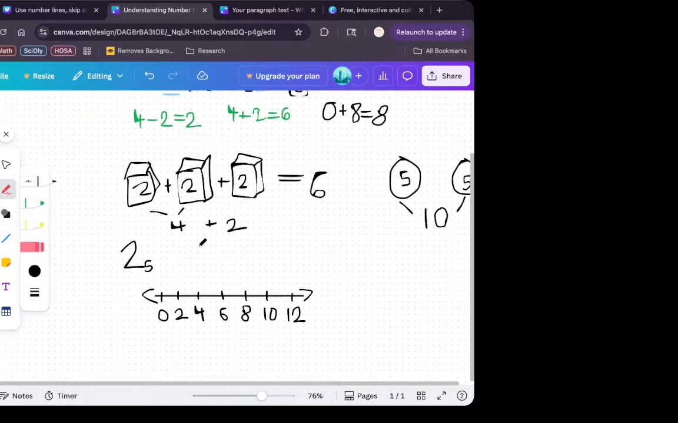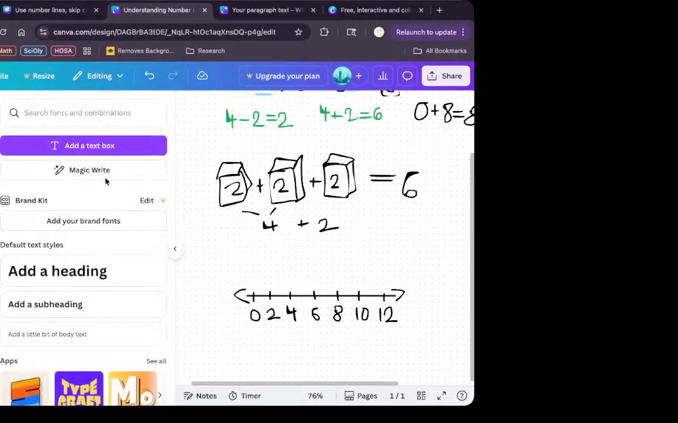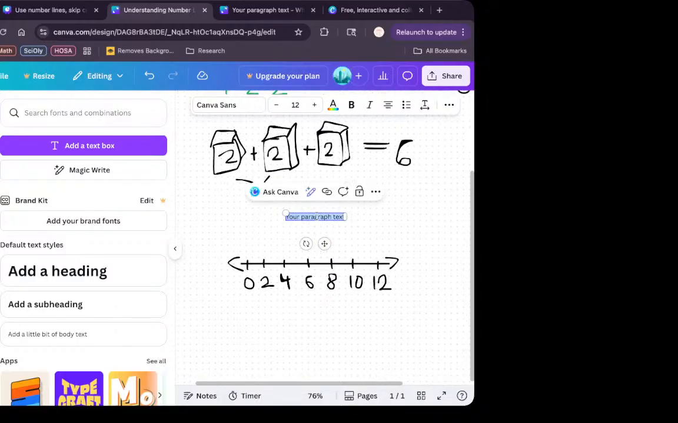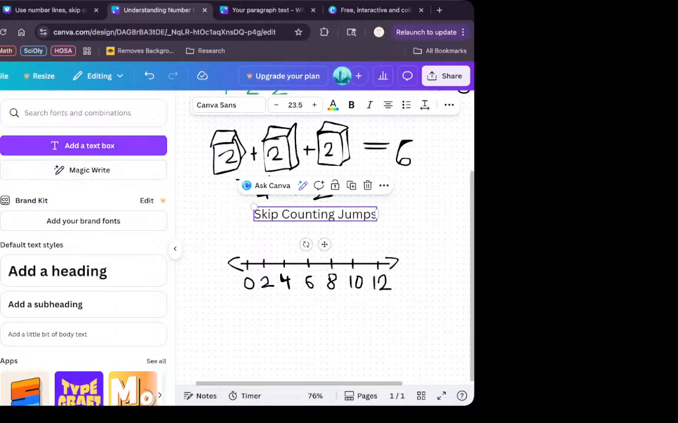Here on a separate page, I have an idea. On a separate page, label this as skip counting jumps, okay? That way you'll understand each topic, hopefully. Right here.